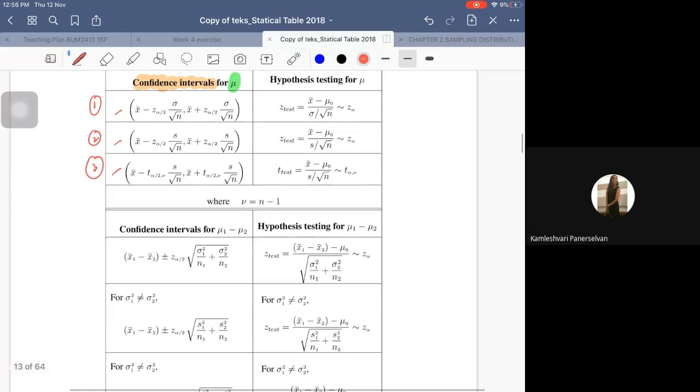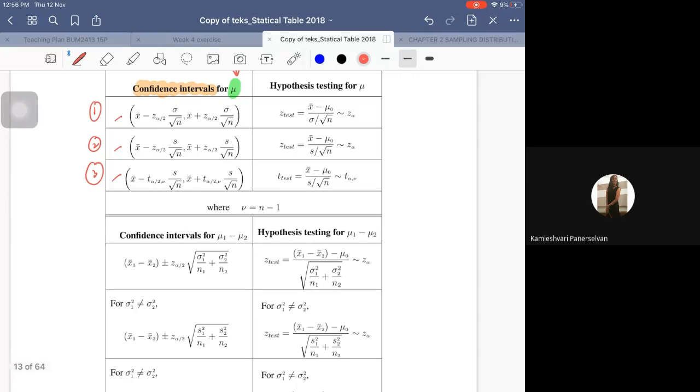Right after the confidence interval for the mean, we also have the confidence interval for the difference between means.